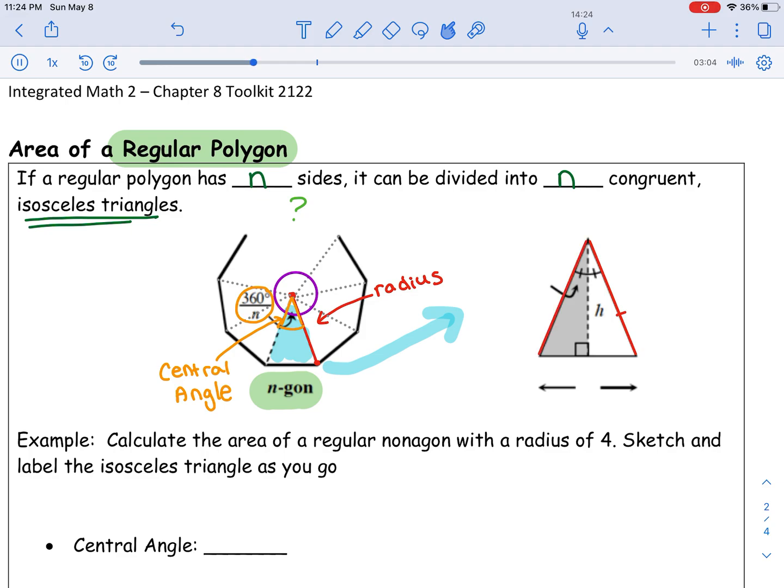But you'll notice here I've drawn an extra line in. That extra line comes from the center of the polygon down to the base of my isosceles triangle, and it forms a 90-degree angle. I'm going to call that height my altitude.